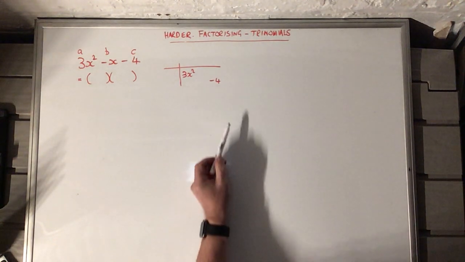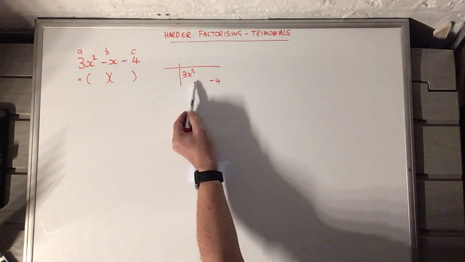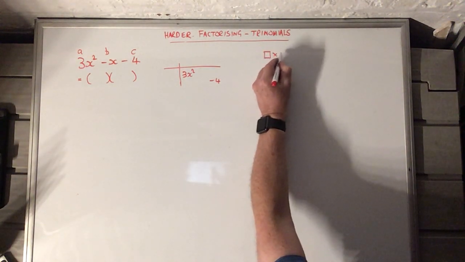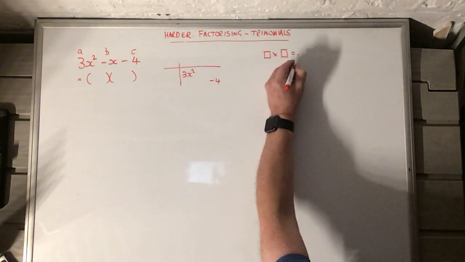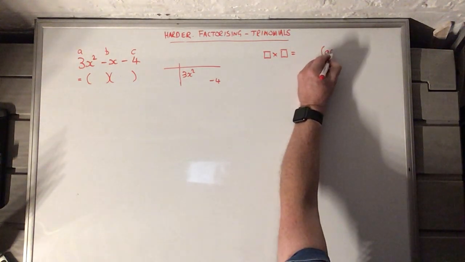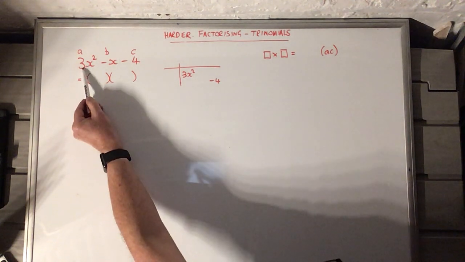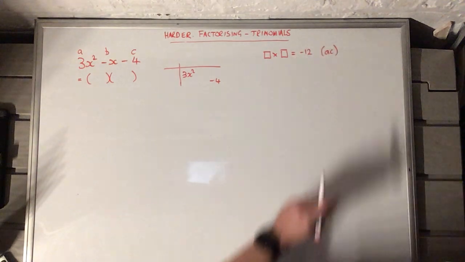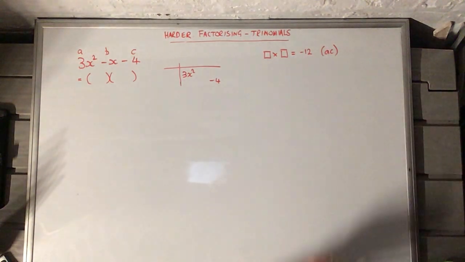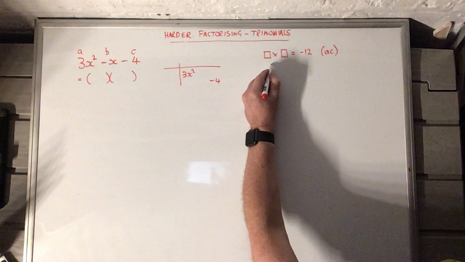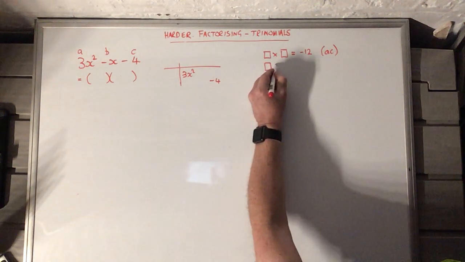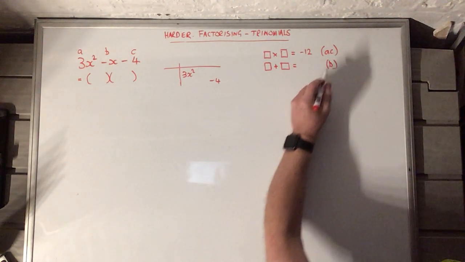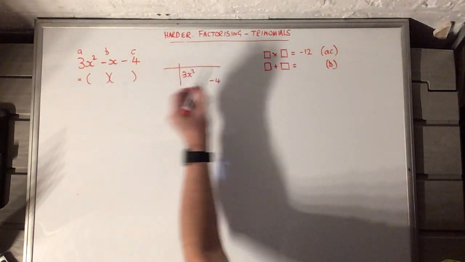So we need to find what goes in here and in here, and the way we do that is we need to find two numbers that multiply together to give me the product of AC. Now AC in this case is 3 times negative 4, so that needs to be negative 12. So two numbers that multiply to give me negative 12, and the same two numbers must add to give me the middle term. And the middle term is the B number, which is in this case minus 1.